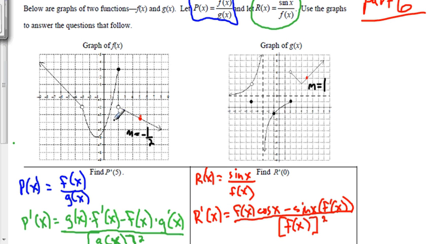And now I have to find some information. Now we're at 0. So f of x at 0 is down here, and it looks like we're at negative 5.